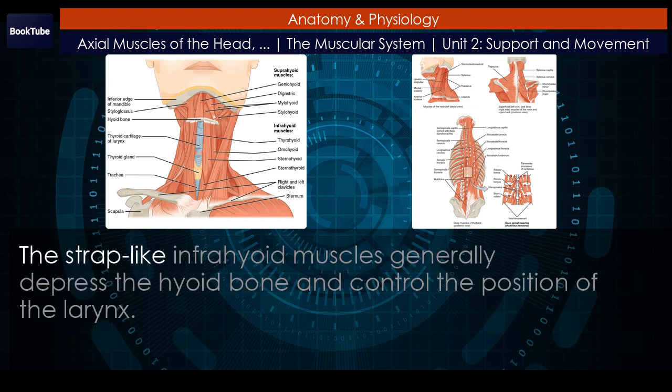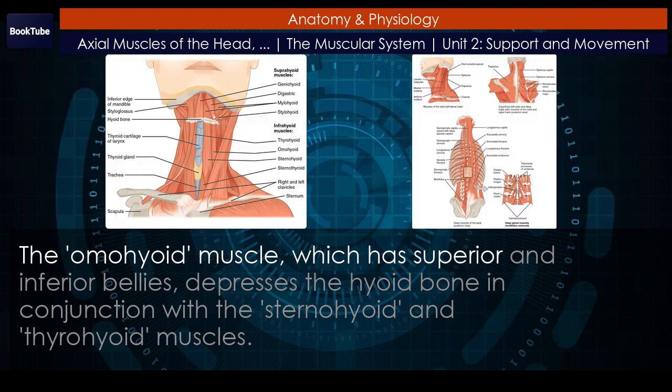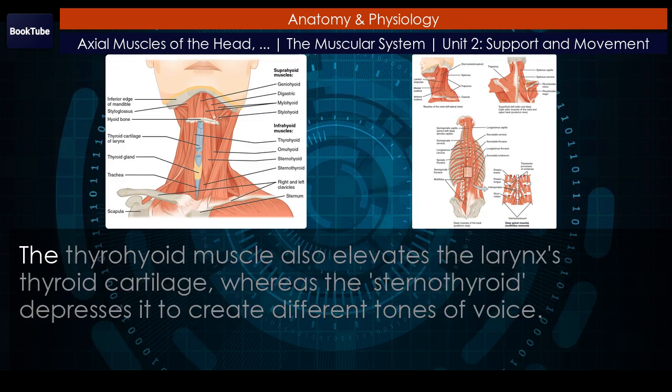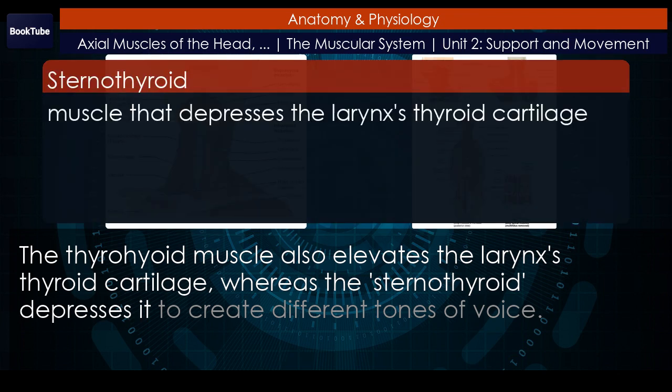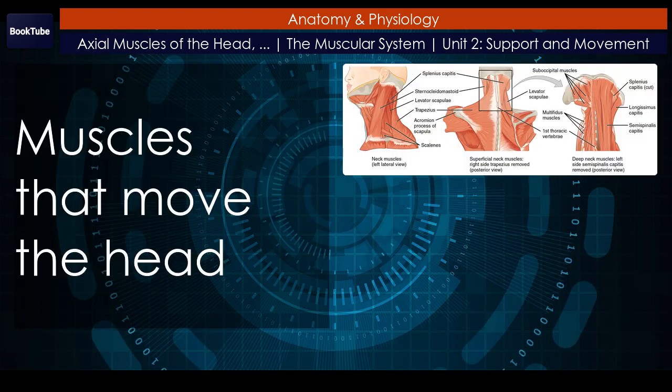Anteriorly, the strap-like infrahyoid muscles generally depress the hyoid bone and control the position of the larynx. The omohyoid muscle, which has superior and inferior bellies, depresses the hyoid bone in conjunction with the sternohyoid and thyrohyoid muscles. The thyrohyoid muscle also elevates the larynx's thyroid cartilage, whereas the sternothyroid depresses it to create different tones of voice. Muscles that move the head.